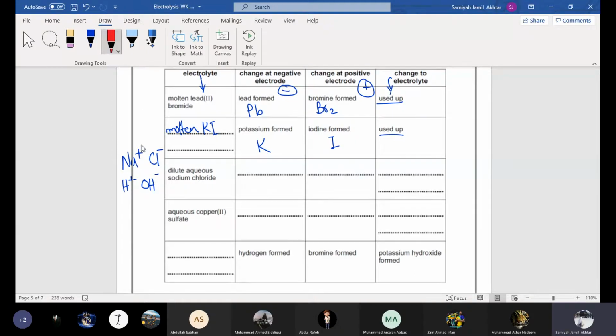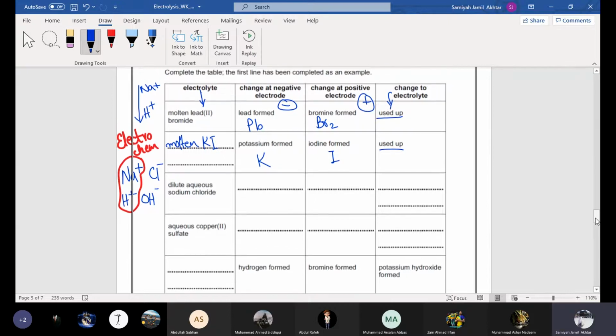So tell me first, see the positive ions. For positive ions we have to see the electrochemical series. So which one will discharge at the cathode, sodium or hydrogen? Ma'am, sodium. No, in the electrochemical series we will see the one which is present at the lower position, it will discharge first. It has more ability to discharge. So sodium is present at the top and hydrogen is present below.